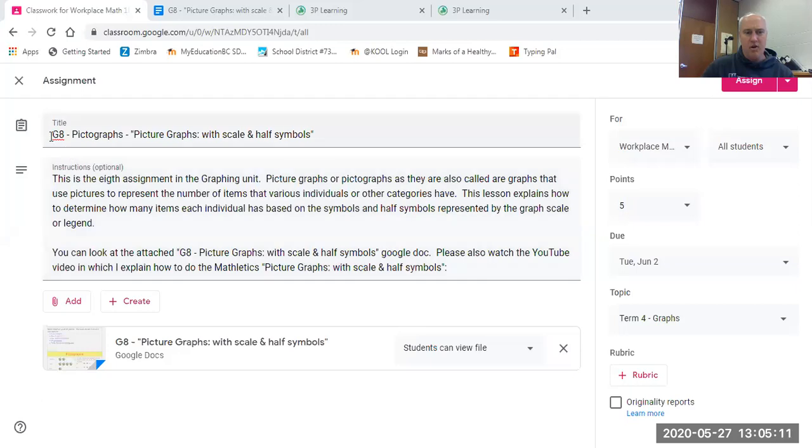Today we're going to be talking about a new type of graph called a pictograph. So let's get into that. Let's take a look at the assignment first, what it will look like. In Google Classroom, you should see this assignment. It's called G8, pictographs. And the actual mathematics assignment that we're going to be working on is called pictographs with scale and half symbols. So let's take a look.